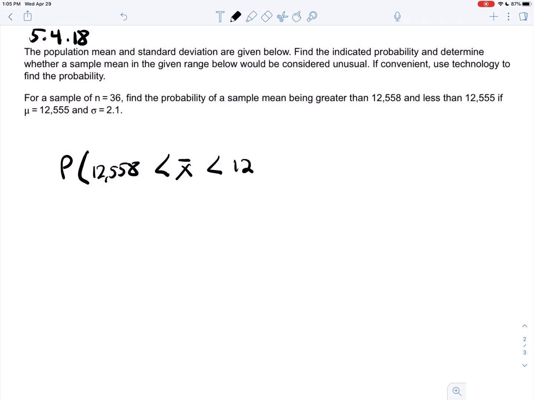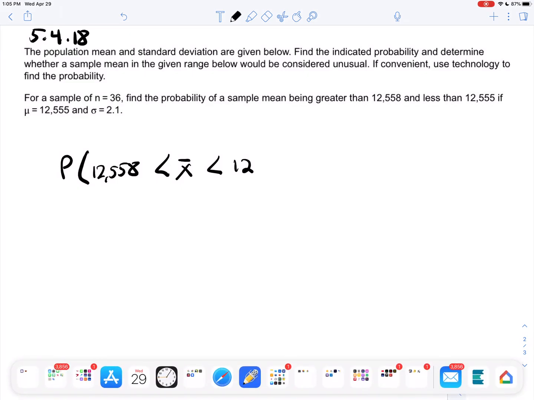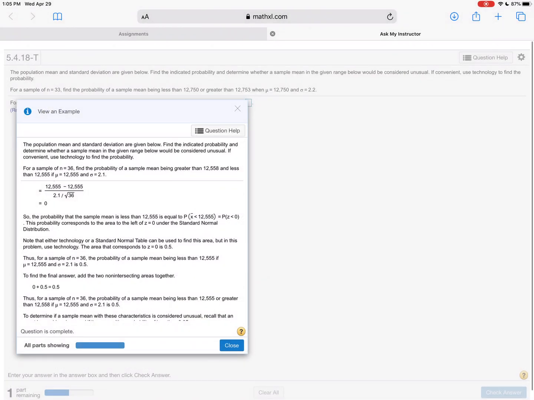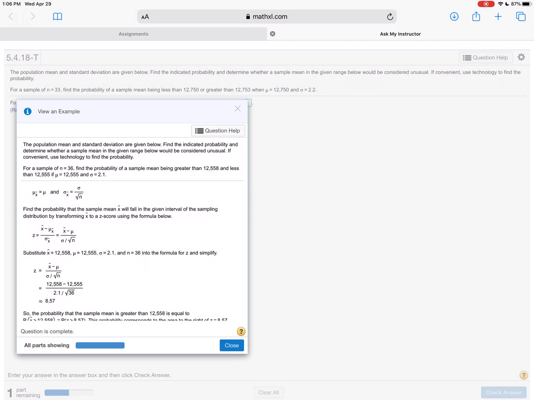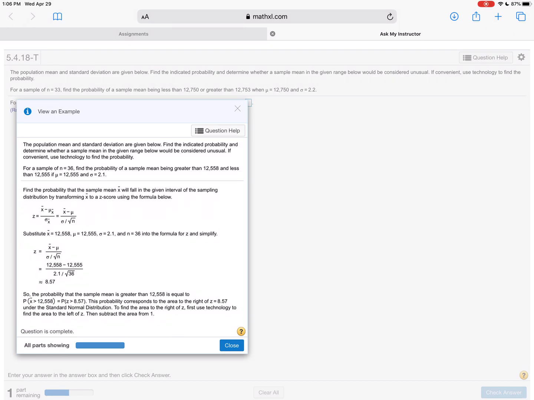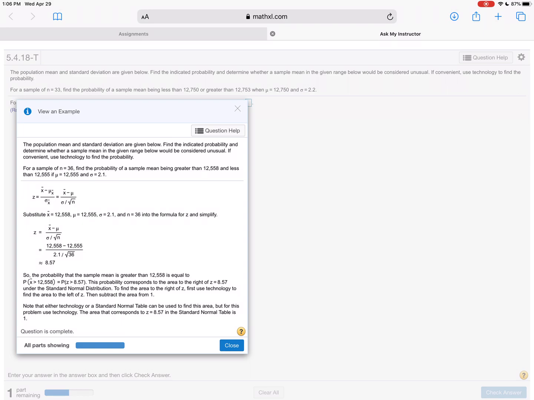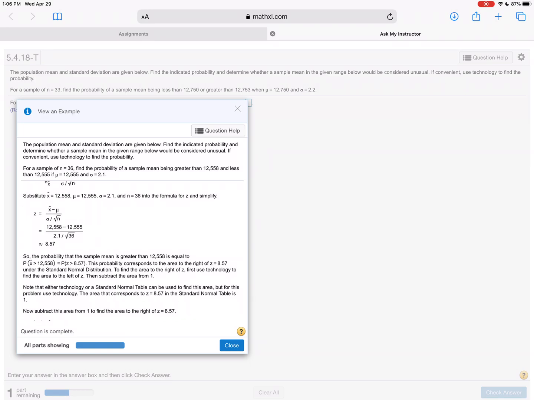Let me see if that's a typo or not. I feel like that's a typo. Let me go here. Oh, do they want these to just be separate questions? Greater than 558 is that. That's fine.